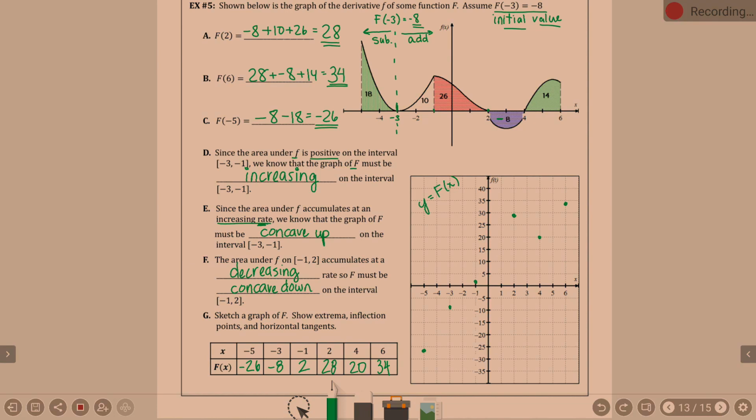Yeah, it's kind of hard to do here because of the way the points are. But that technically is supposed to be concave up. I'm trying to figure out how I'm going to make that happen there. I'll be honest, on mine it just kind of looks like a line connecting the points. That's why I'm trying to figure out exactly how I'm supposed to make that happen. From -1 to 2, it was accumulated at a decreasing rate, so it was going to be concave down.